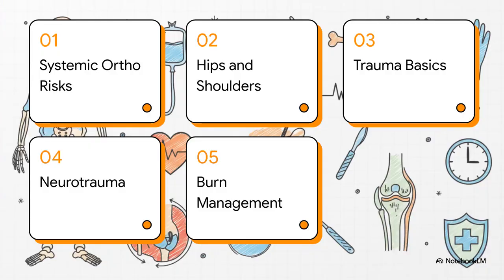Okay, let's dive into this. Here is our roadmap for today. 1. Systemic ortho risks from cements to clots. 2. Joint specifics focusing on hips and shoulders. 3. Trauma basics covering airway and resuscitation. 4. Neurotrauma looking at TBI and spinal cords. And 5. Burn management and fluid resuscitation.